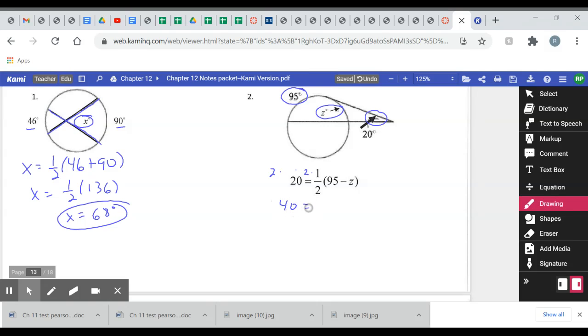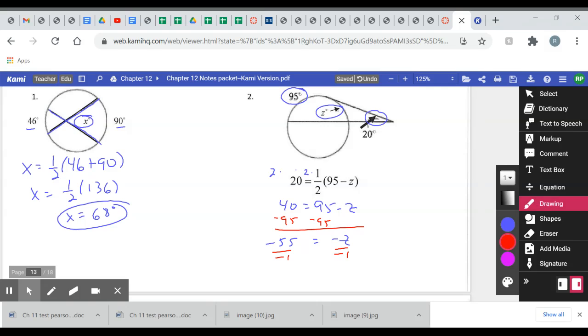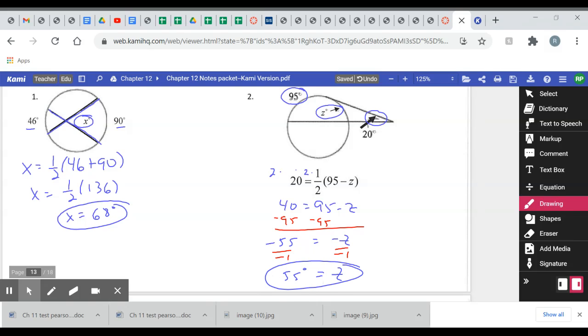So I did 40 is equal to, I know 2 times 1/2 gives me 1, so that fraction goes away. And so I'm left with 95 minus z. And then I went ahead and subtracted 95 from both sides. So once I did that, I got negative 55 is equal to negative z. And then I just divided by negative 1 on both sides. And that gave me z is equal to 55. All right.